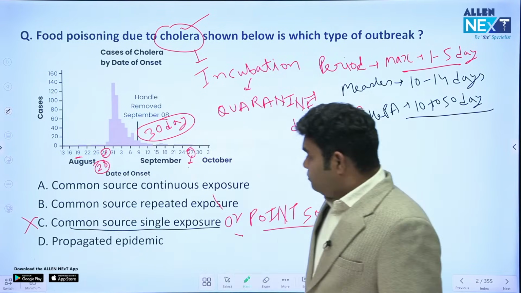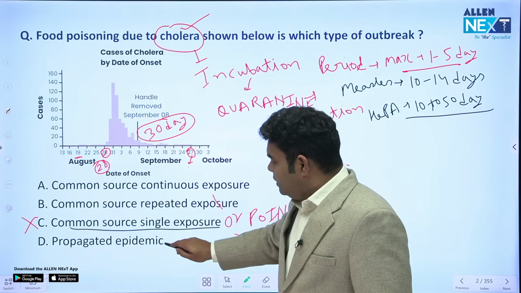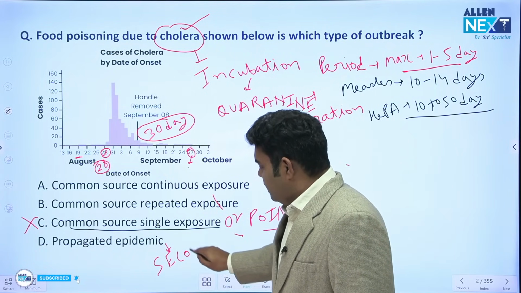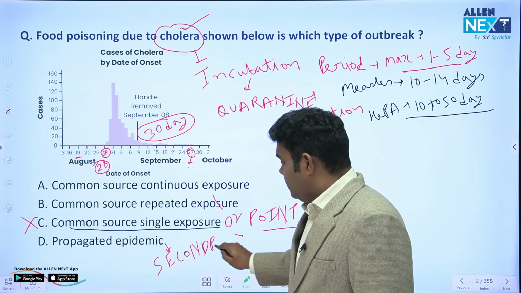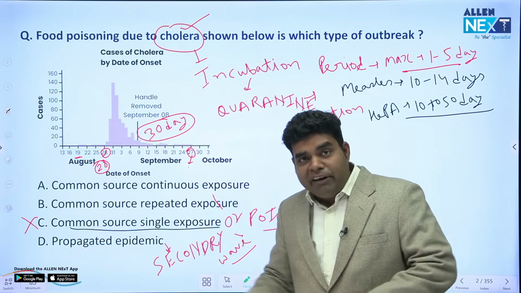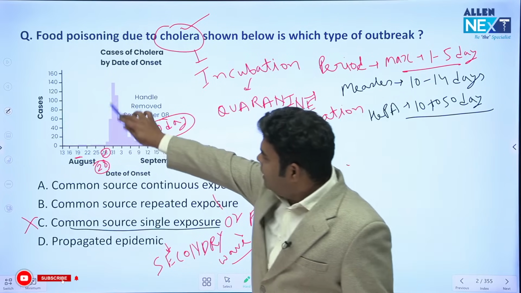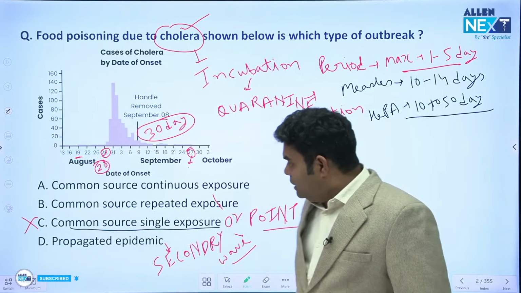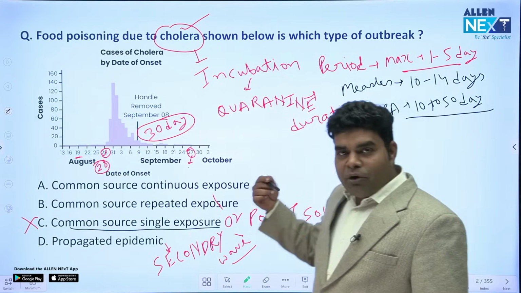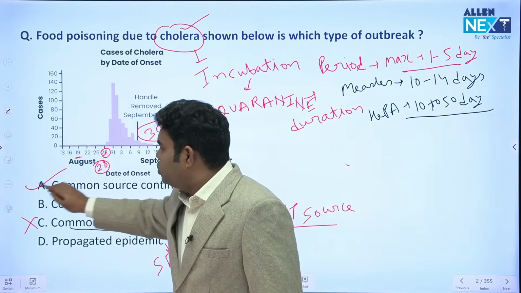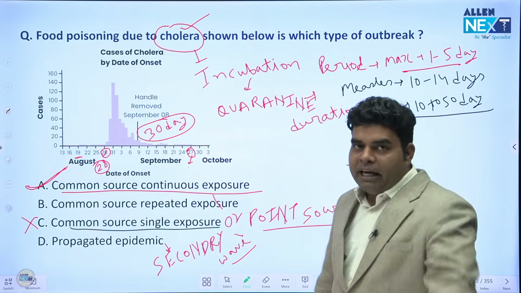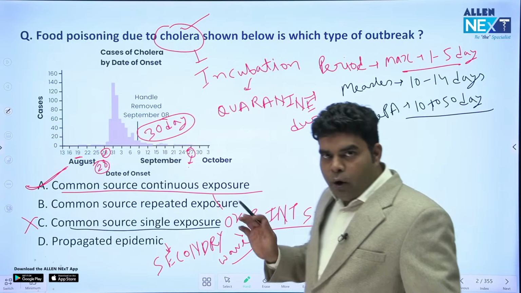Okay. Now, in propagated epidemic, there is a secondary wave of cases. Like in case of COVID, there was a secondary wave of cases, na? So a similar secondary wave occurs in propagated. And you can see there is no secondary wave here. So it is not common source single, it is not propagated. Then the only answer that remains is common source continuous exposure. यही 3 टाइप की epidemic हैं. Okay, I hope you will remember.